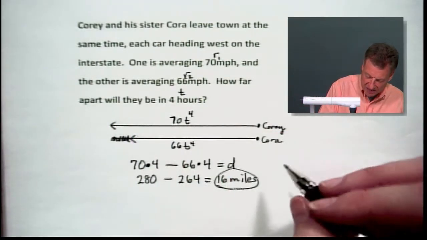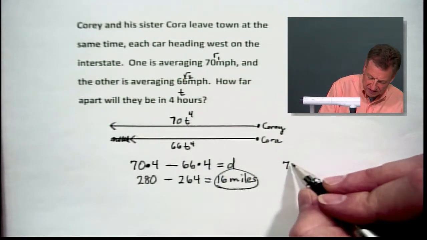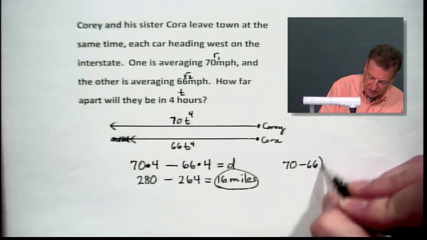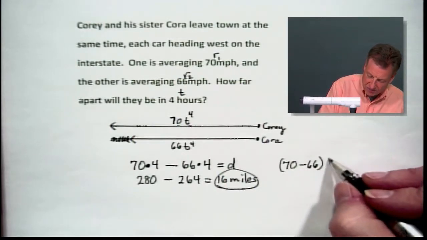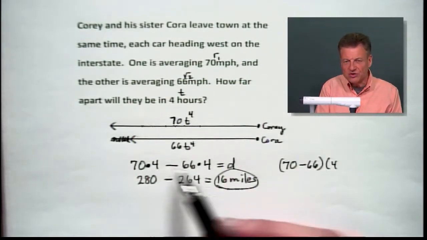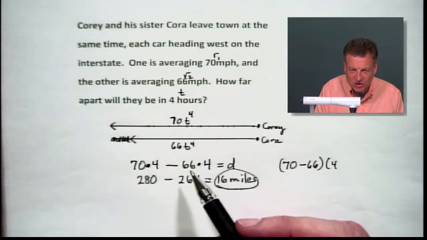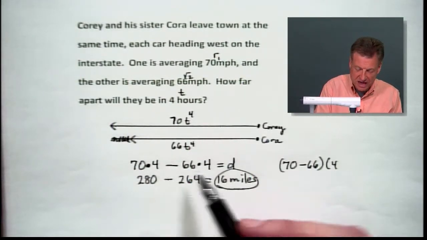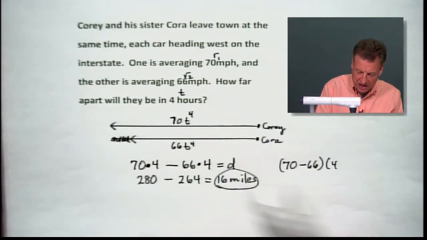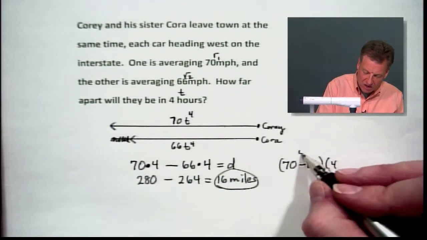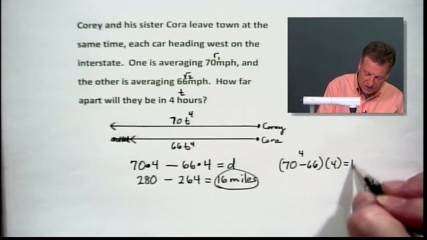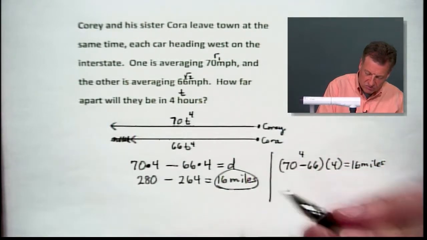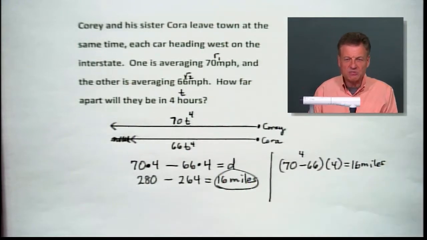We could have gone back up here and said 70 minus 66, put it in a parenthesis, and then multiply it by 4. You see, it's like doing a little distributive property in reverse. We can pull out the 4, a GCF if you will, and it's really not the greatest common factor, but it's going to work for us here. Because we're going to get that 4 times the 4, and guess what? We get 16 miles also. So this option works.